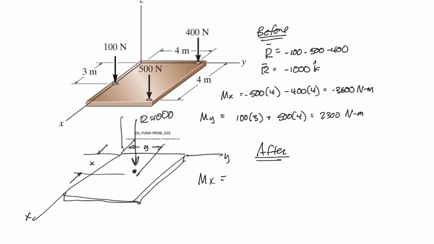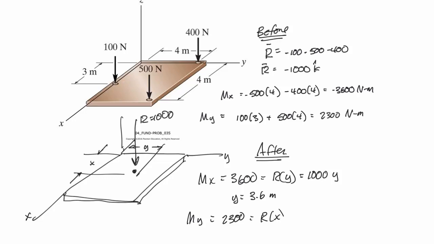Alright, so the after condition: we want the moment about the x to be equal to the same, and that's going to be the resultant times the y dimension, equal to 1000 times y. So it's clear to see that y is equal to 3.6 meters. Moment about the y-axis is going to be equal to 2300, which is equal to the resultant times x, which is equal to 1000 x, and you can see that x then is equal to 2.3 meters. And those are the two answers that we'd be looking for when it comes to moments about those axes.